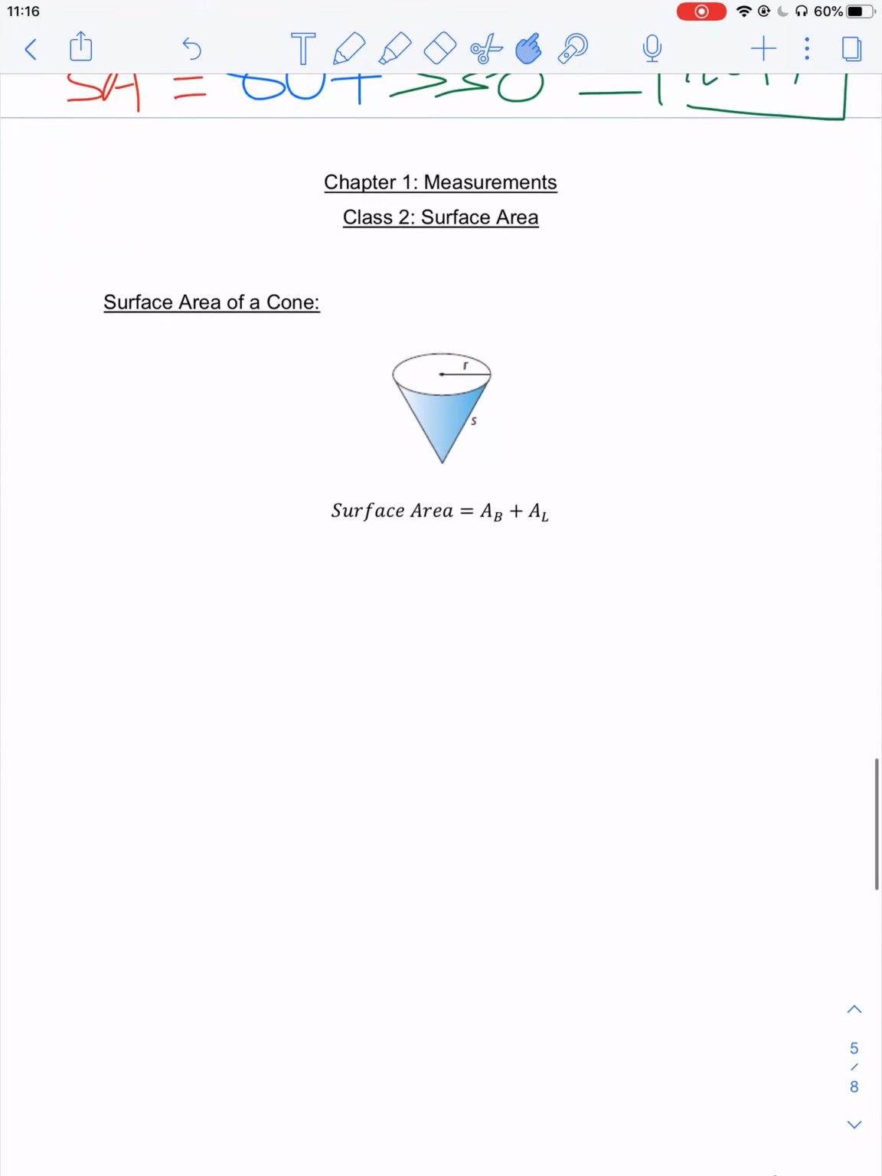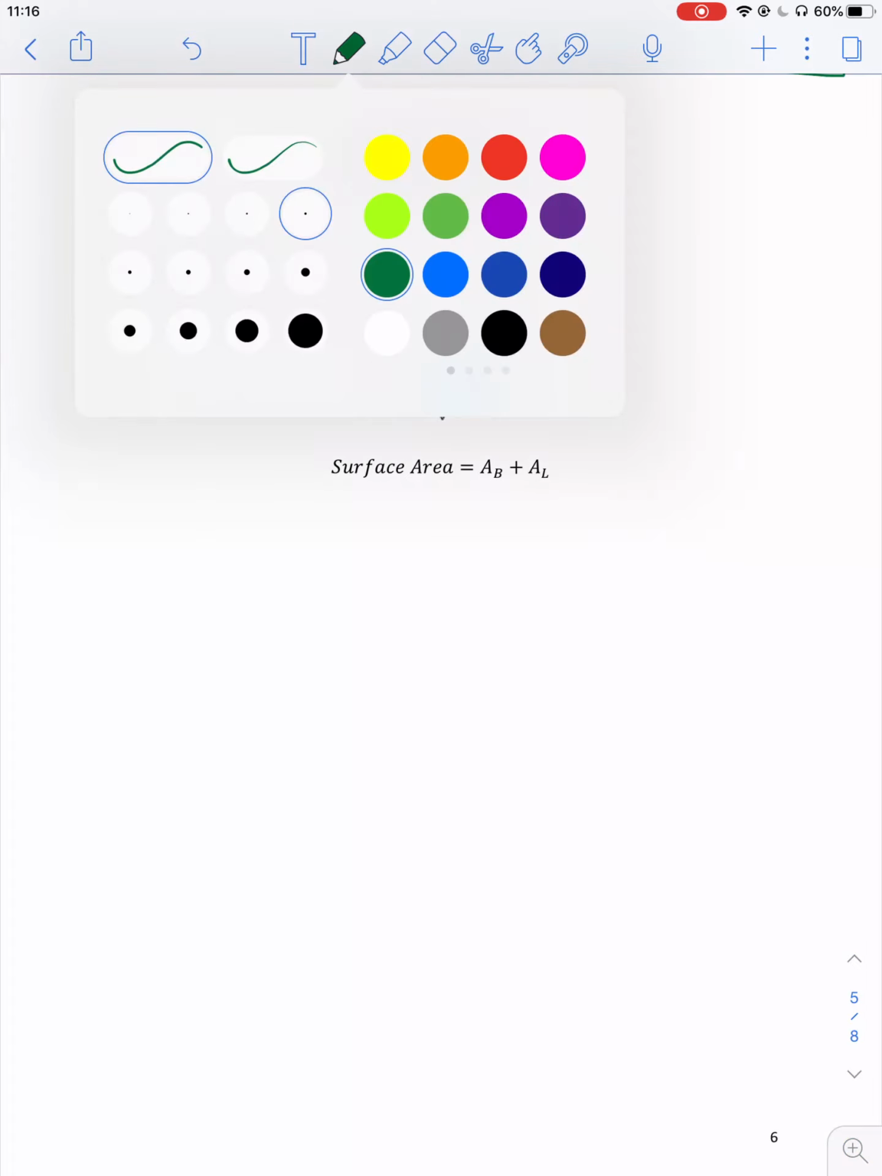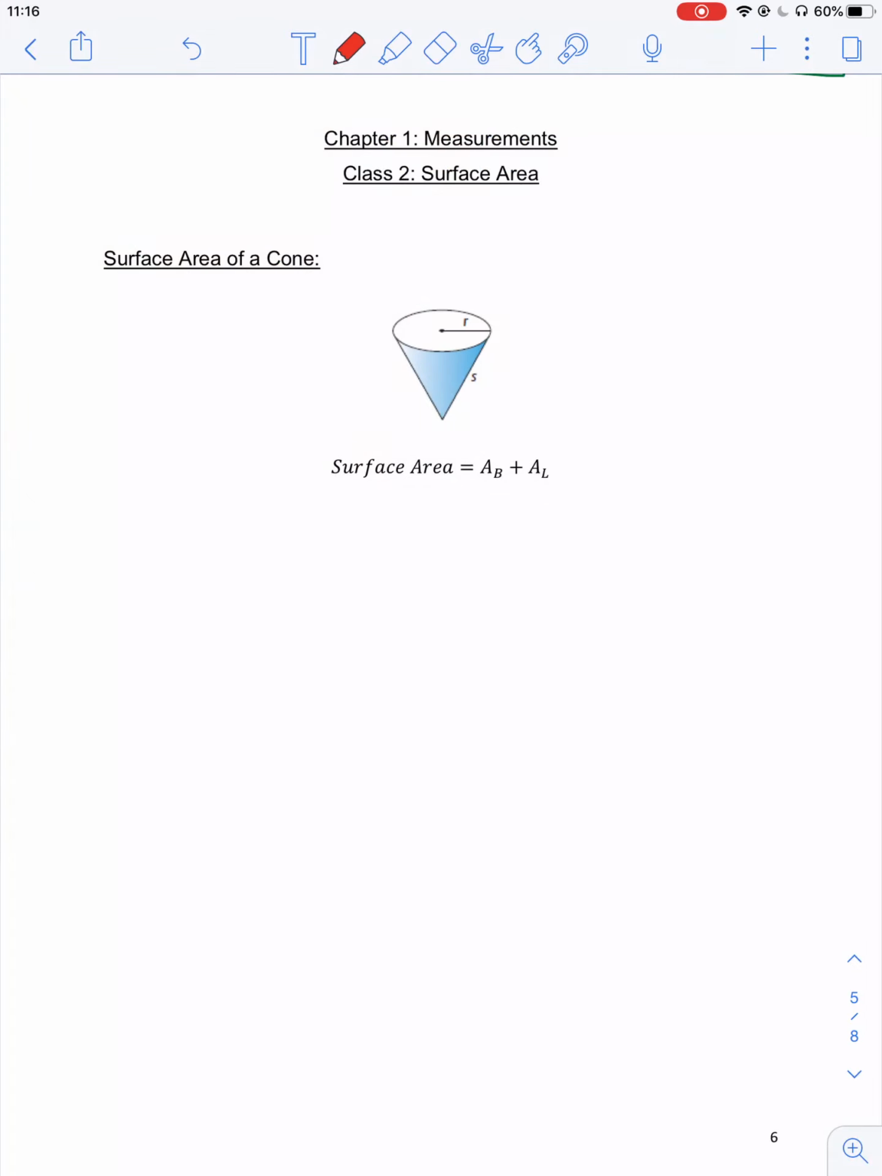Now, one last thing that I'm going to discuss today is how do you find the surface area of a cone? Maybe this might be new to you. But if you understood how this formula was derived for the pyramid, then we can actually use the same formula for a cone as well. But now your base has changed. Your base now is a circle. So we're gonna use the same formula: you find the area of the base and then you have to find the lateral area.